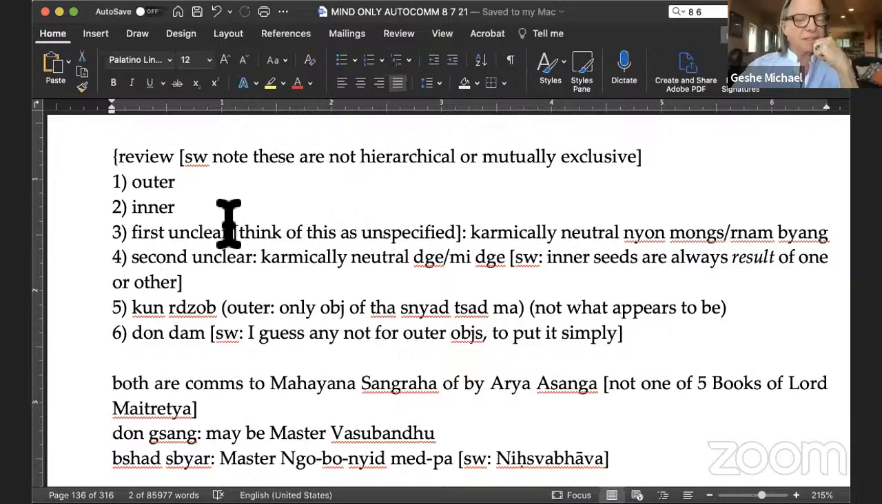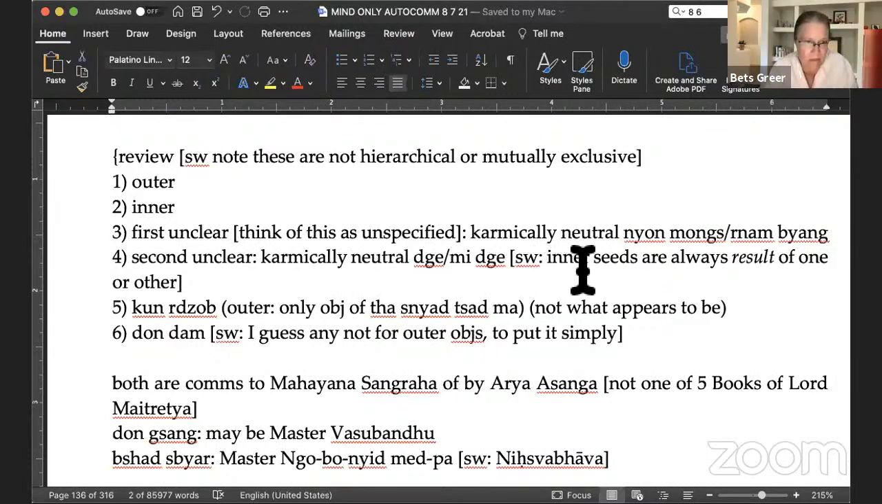So outer is clear. Those are physical seeds. Inner is clear. Those are the ones in your storehouse consciousness. Then there are two kinds of karmically neutral seeds. They're unclear because they're unspecified. And lung mat ten means they were never clarified. So it doesn't mean they can't be seen clearly or something like that. It means Buddha never made it clear.